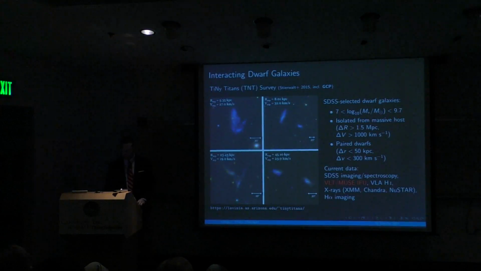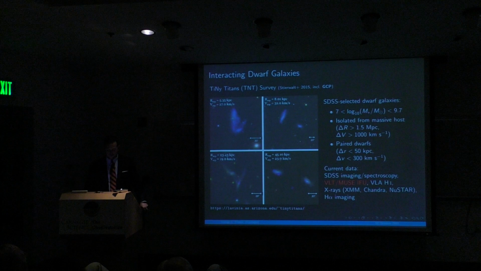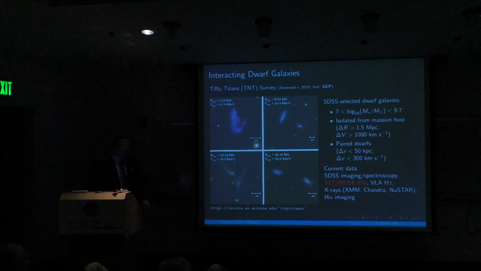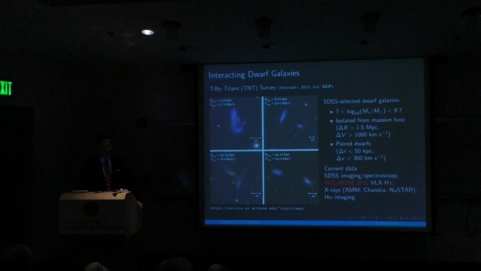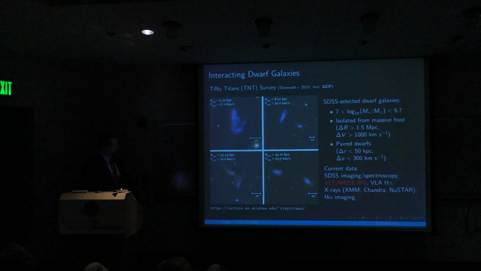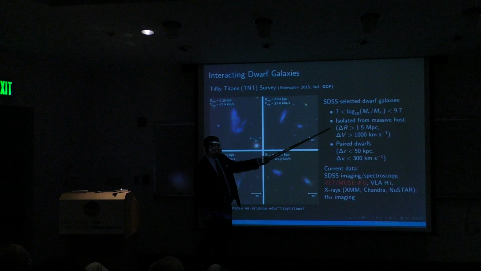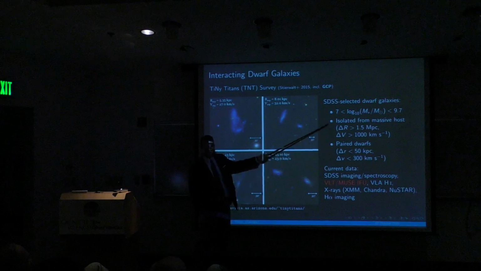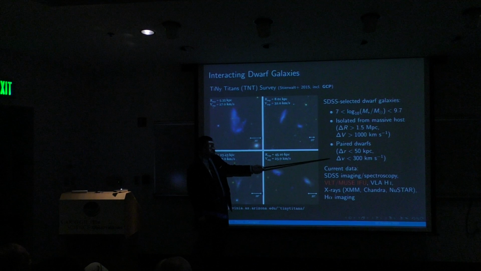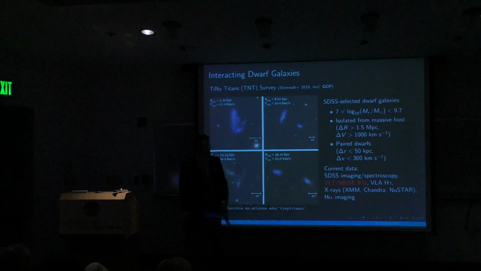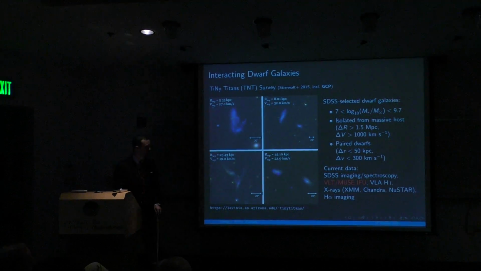So in order to look at that, we've been constructing a sample of dwarf galaxy pairs. This is the Tiny Titan survey that I also mentioned this morning. It's a Sloan-selected sample of pairs ranging in stellar mass from 10 to the 7 to 5 times 10 to the 9. The selection criteria for the pairs is to be isolated from a massive host, and that means a velocity separation and a projected physical separation. And then we also require the dwarf pairs to be reasonably likely to be physically associated.